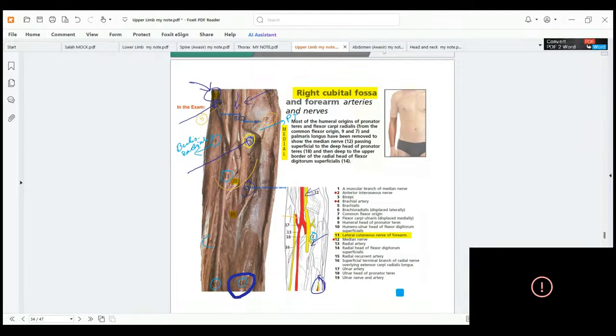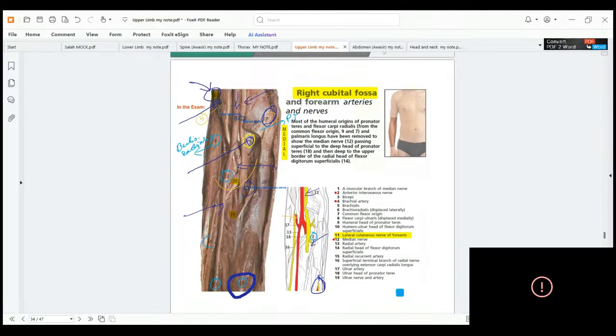One is this one, another one is 17. 17 is the ulnar artery. 7 is the common flexor origin. That's why it is on the medial side. That's why 17 will be the ulnar artery.